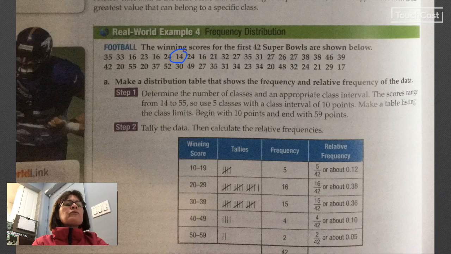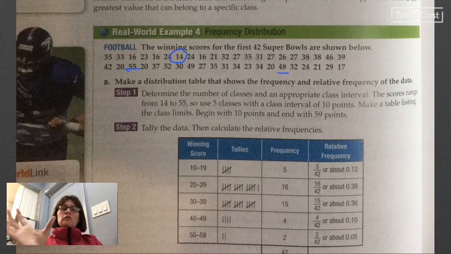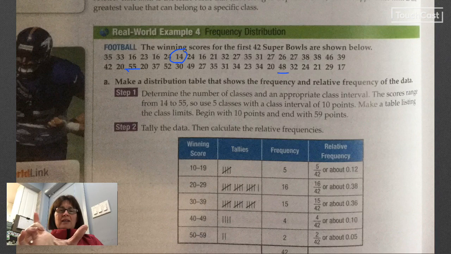Highest score, here's a 48. Oh, here's a 55. 52. So when I just scan through, I see a 14, and I have to get all the way from 14 up to 55. It might be appropriate to use buckets with a class width of 10, just like we did in the ages problem.